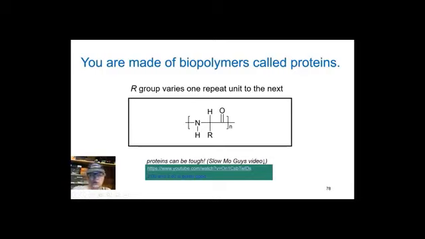You are made of biopolymers called proteins. Proteins are made of amide bonds. An amide bond runs from an N to a carbon, carboxy. Another way to do this would be to put an R group there and draw it that way. But usually it's drawn this way. You have a series of these things.